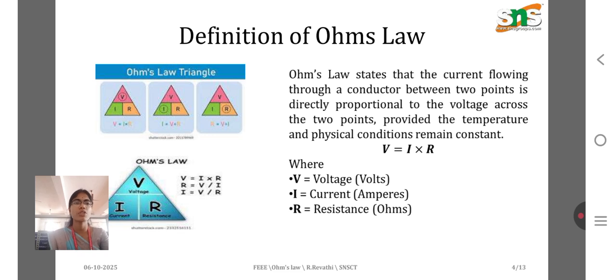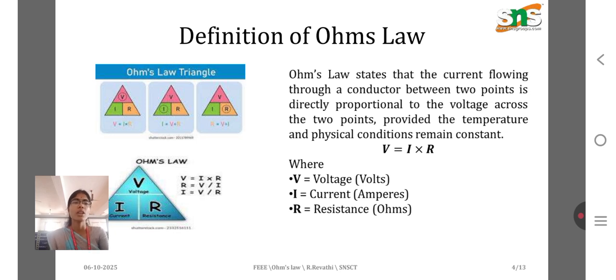So what is the definition of Ohm's law? Ohm's law states that the current flowing through a conductor between two points is directly proportional to the voltage across the two points, provided the temperature and physical conditions remain constant. So the general equation we should all know is V is equal to IR.